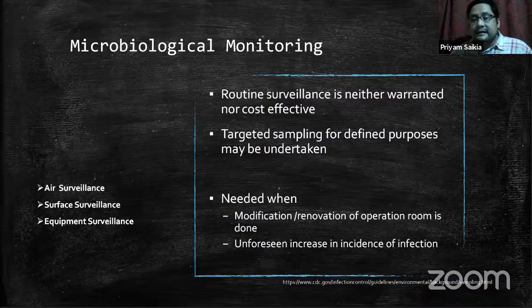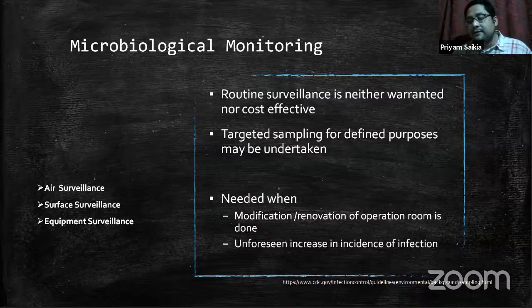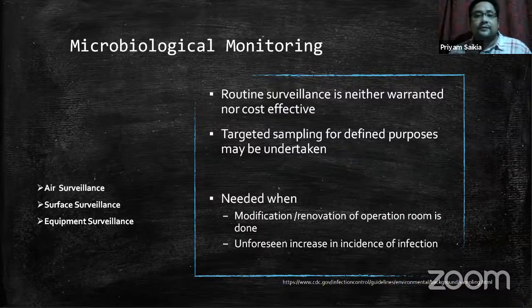CDC says that routine surveillance is neither warranted nor cost effective, so they no longer recommend routine air, surface, or equipment surveillance. But they say that targeted sampling for defined purposes may be undertaken. Examples are when the operation theater is modified or renovated, when there is an unforeseen increase in the incidence of infection, or when epidemiological investigation suggests that some breach of the sterilization process in and around the operation theater might have played a role.